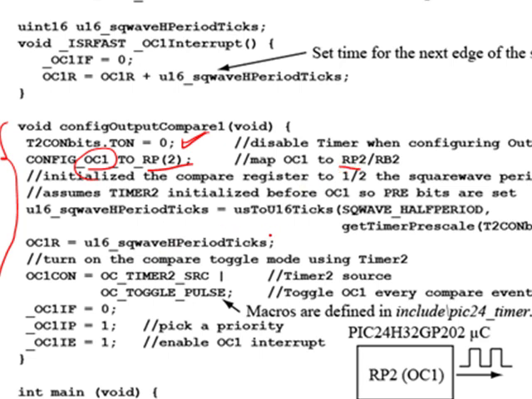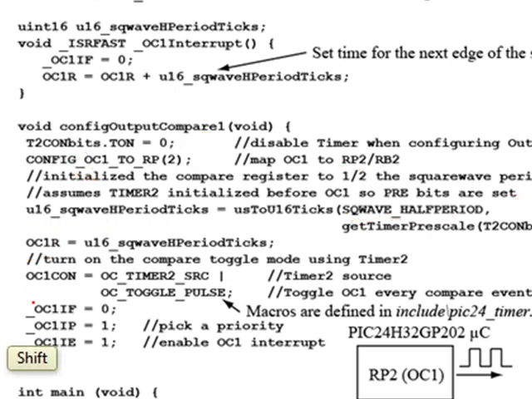At that point, we then want to compute our desired square wave half period in microseconds. We want to take that and convert it to the number of ticks required to generate that number of microseconds. So we'll do that using this function, microseconds to use 16 ticks, and we'll save it in this variable. We're then going to initialize our OCR register to this value, which is going to be the length of a half period in timer ticks.